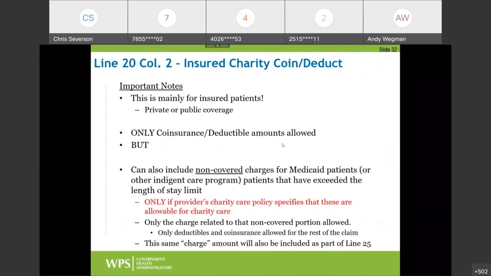Let's see, again, only coinsurance, deductible, or copay. But if you have that Medicaid length of stay limit situation, that non-covered charge amount is included in this same column along with the earlier coinsurance and deductible. I know I've repeated that a few times. Just to stress, though, it can't be just in line 25. That same amount has to be in line 25 and as part of line 20. Otherwise, the calculation is completely skewed.